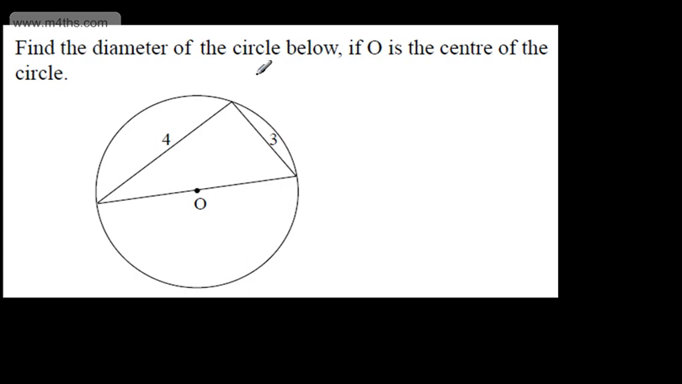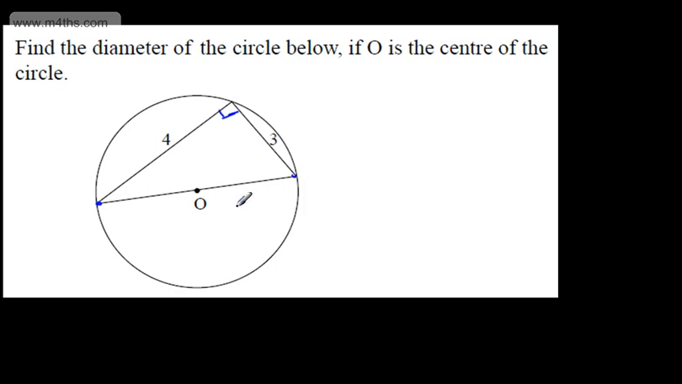Okay, find the diameter of a circle below if O is the centre of a circle. So here's O, and we need to find this length right here. So this one is a circle theorem question, and we know that if we have a diameter, we're going to have a 90 degree right angle. So what I need to do is find this length right here.